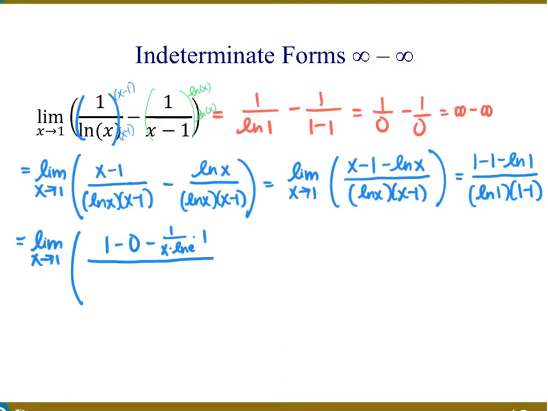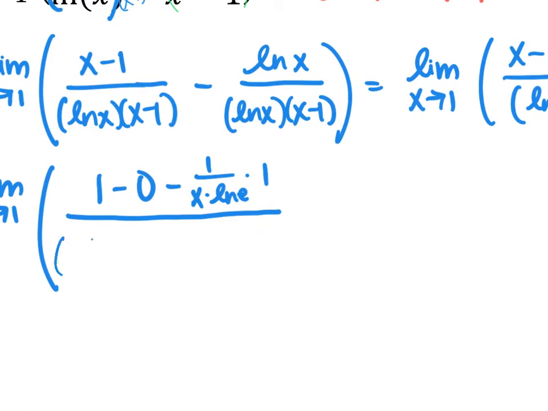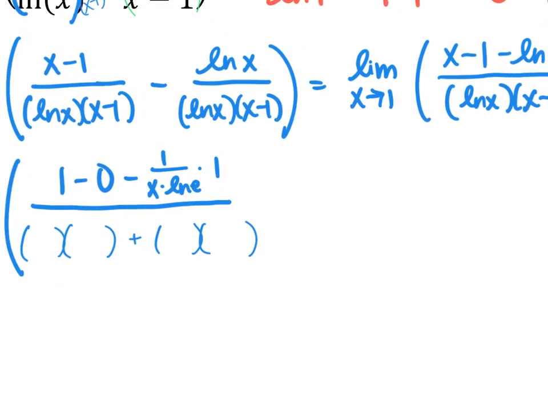Now the denominator is a product. So I'm going to need the product rule as part of my L'Hopital's rule. So I'm going to need to express this derivative in the product rule form. The natural log of x times the derivative of x minus 1, which is 1. And then x minus 1 times the derivative of the natural log of x, which again is 1 over x ln e times 1.